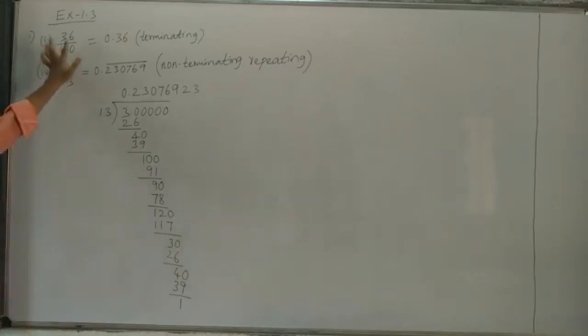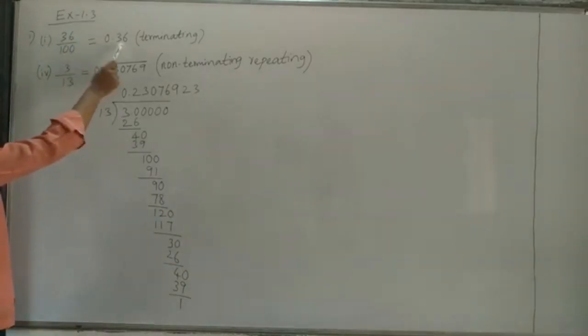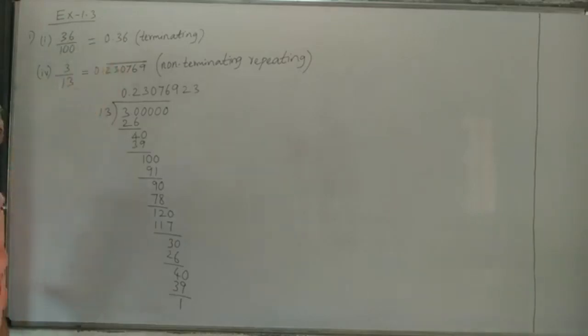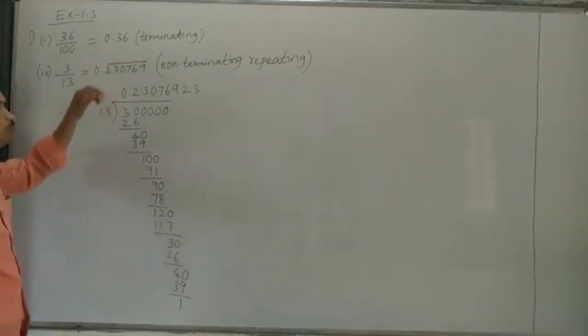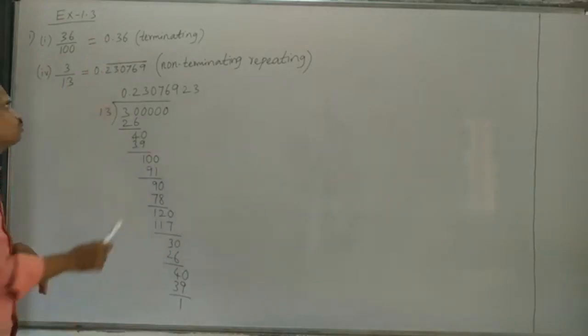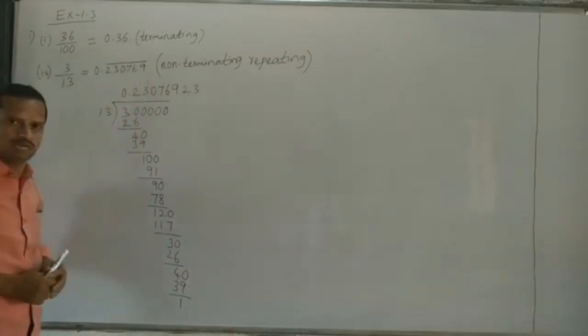So the first option, 36 by 100 is given, and you know in the denominator 100 means you have to place the point before 2 digits. So 36 by 100 is 0.36. Therefore it is terminating, it ends. So it is a terminating decimal.